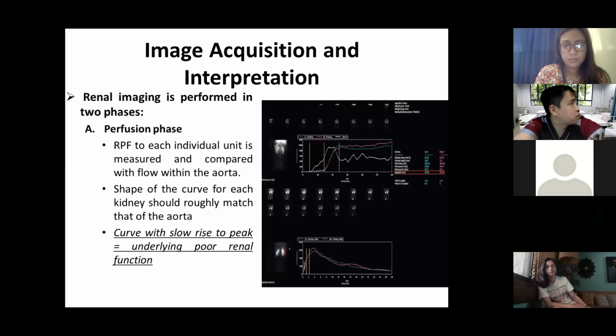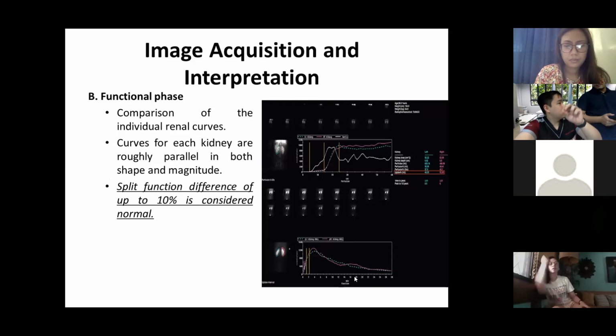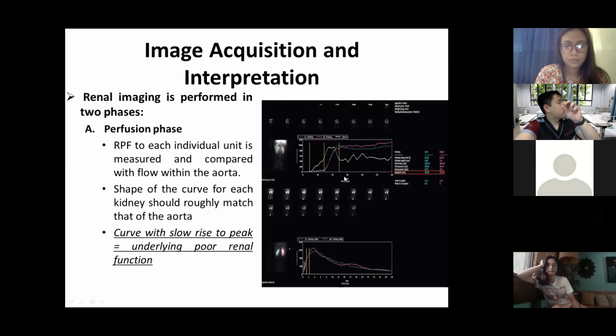For image acquisition and interpretation, renal imaging is performed in two phases. We have the perfusion phase and the functional phase. For the perfusion phase, the renal plasma flow to each individual unit is measured and compared with flow within the aorta. Images are acquired every 1 to 2 seconds, and the data are recorded as the number of total photon counts, also known as activity per unit time, which is plotted on the time activity curve.